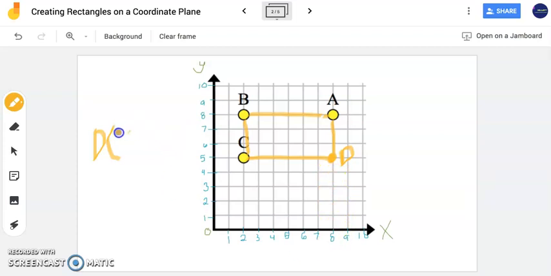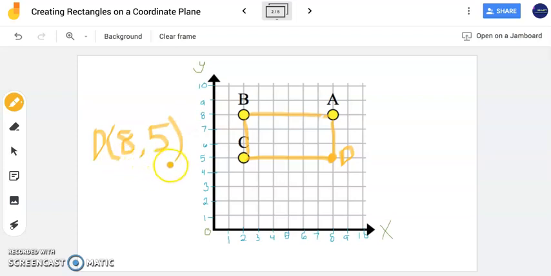So 8 is the value of x, and now I need to find my y value as well for this ordered pair. So now I'm going to look to the left of D, and I notice it's hitting 5 along my y-axis. So that means my point to complete this rectangle, called point D, is (8, 5).